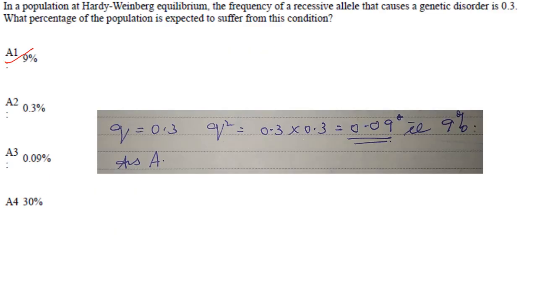Next one. In a population at Hardy-Weinberg equilibrium, the frequency of the recessive allele that causes a genetic disorder is 0.3. So q is 0.3. What percentage of the population is expected to suffer from this condition? So you have to find q square, that is 0.3 into 0.3, that is 0.09, that is 9% is the answer. Answer is option 1.